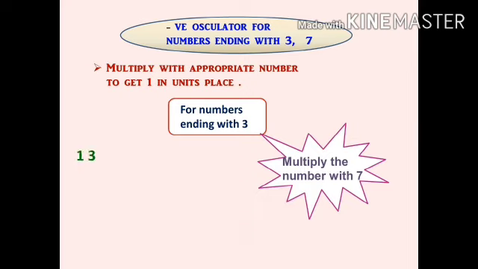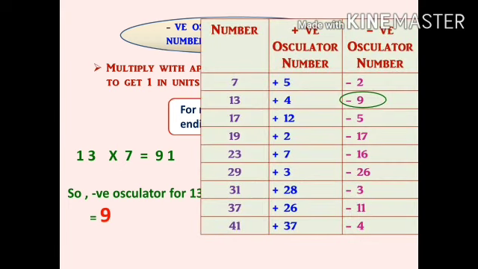For example, let us take a number 13. If you multiply with 7, what will you get? 91. So the negative oscillator number for 91 is, just remove 1. The remaining number is 9. So the negative oscillator for 13 is 9. We shall check in the tabular column. Yes, it's correct. Next let us see how to calculate negative oscillator for the numbers ending with 7.